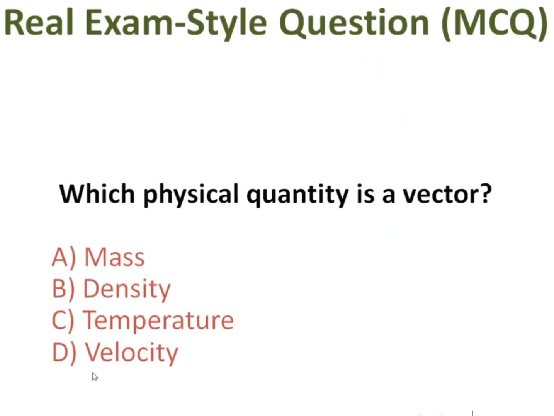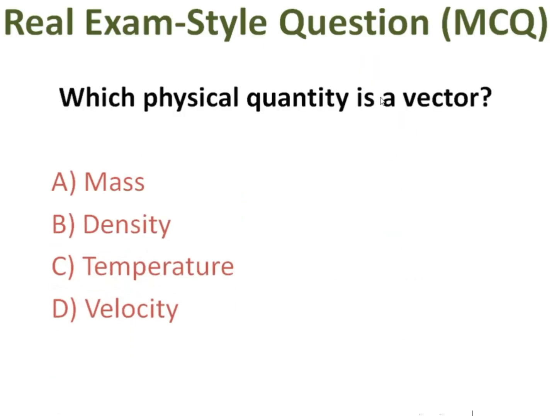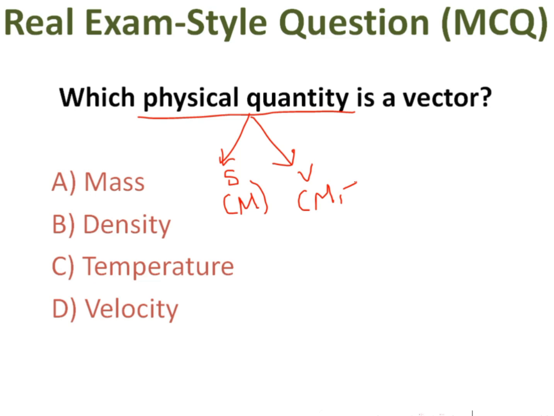So, real exam MCQ style question. Which physical quantity is a vector? Mass, density, temperature, or velocity? So, we can divide physical quantities into two categories, scalar quantities and vector quantities. Scalar quantities only have magnitude, while the vector quantities have magnitude as well as direction.